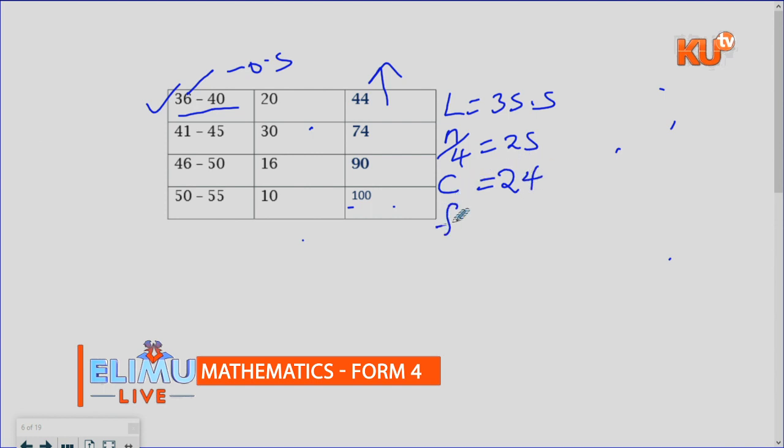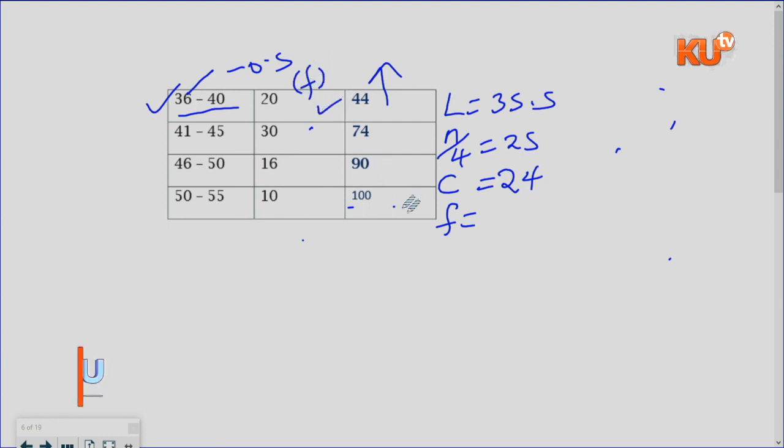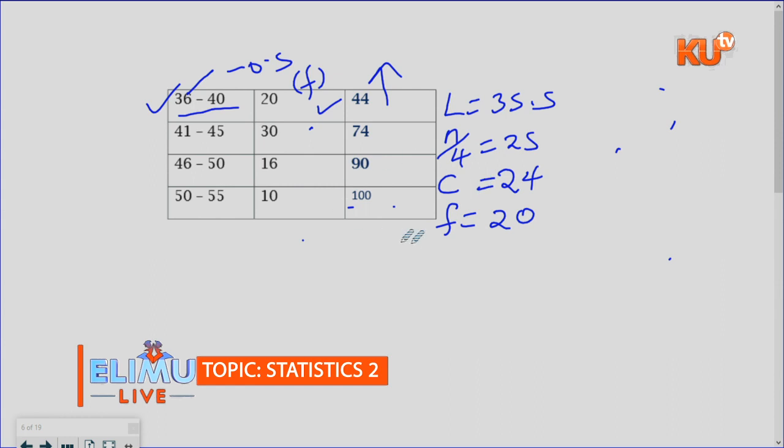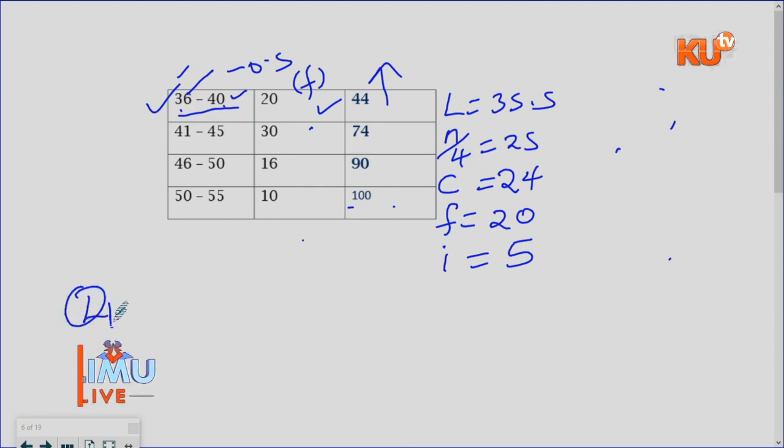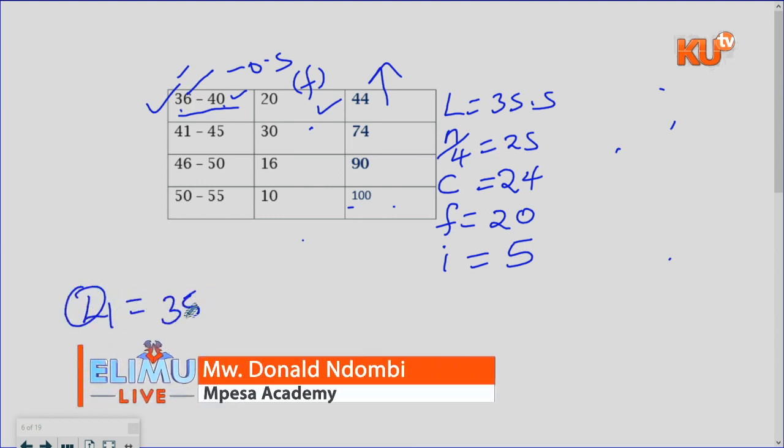What else do we need? We need F, the frequency of this class, which is in column F. The frequency of that class is 20. Then we need I, the class interval: 40.5 minus 35.5. The easiest way is 40 minus 36, 4, plus 1, that gives us 5. So our Q1 equals L, which is 35.5, plus N over 4, that is 25 minus 24, over our F, which is 20. Then multiply this by what?